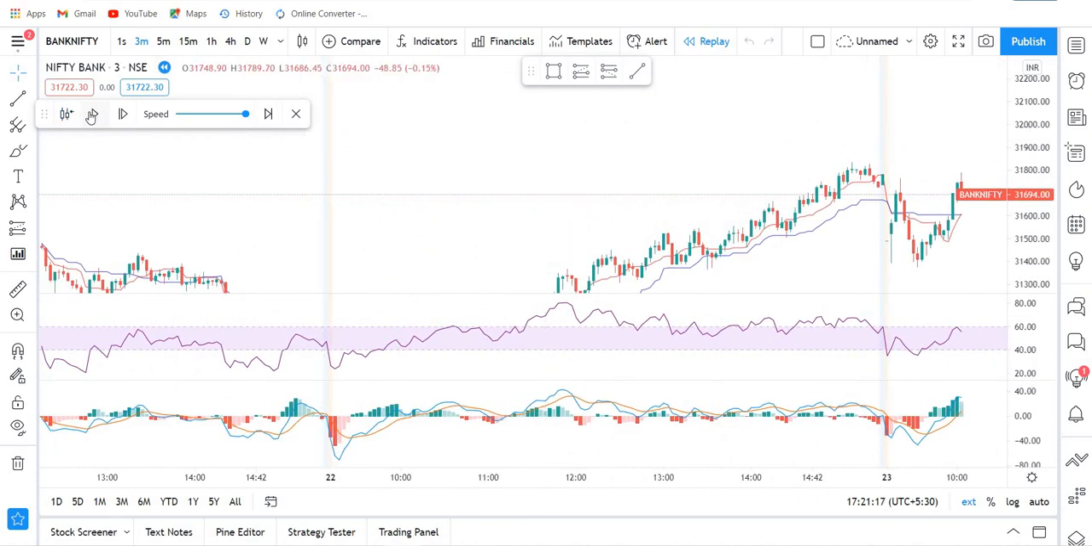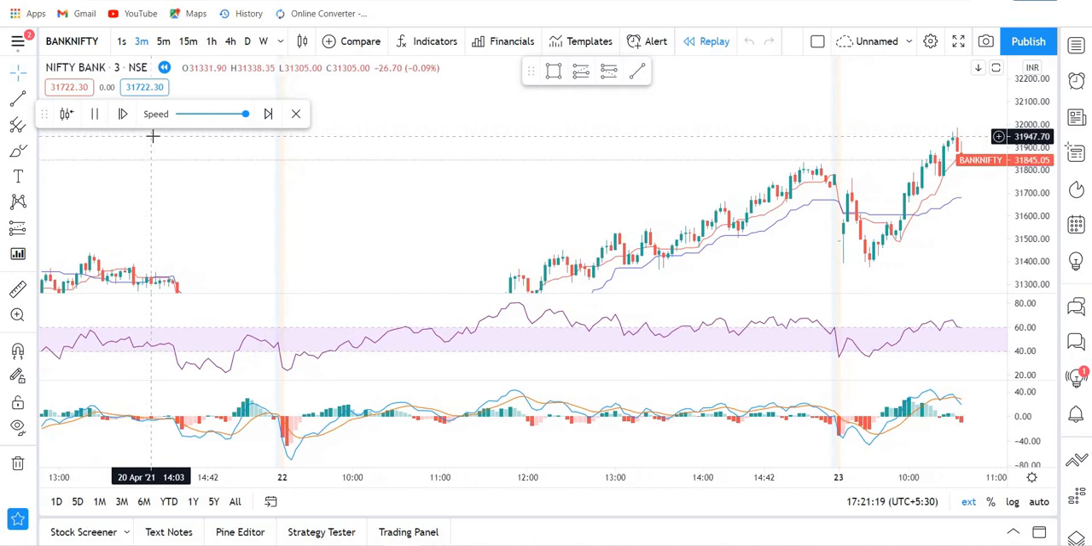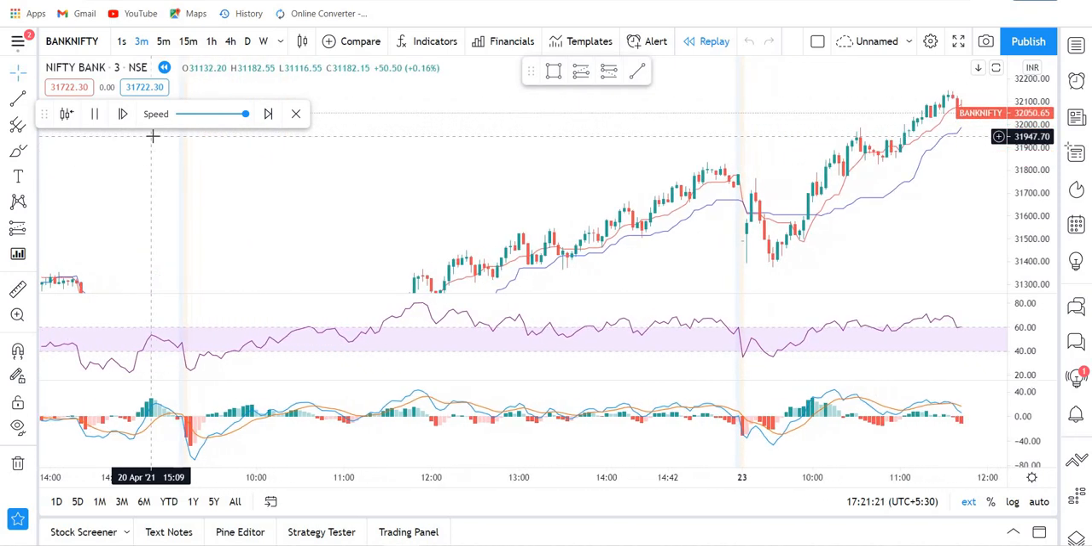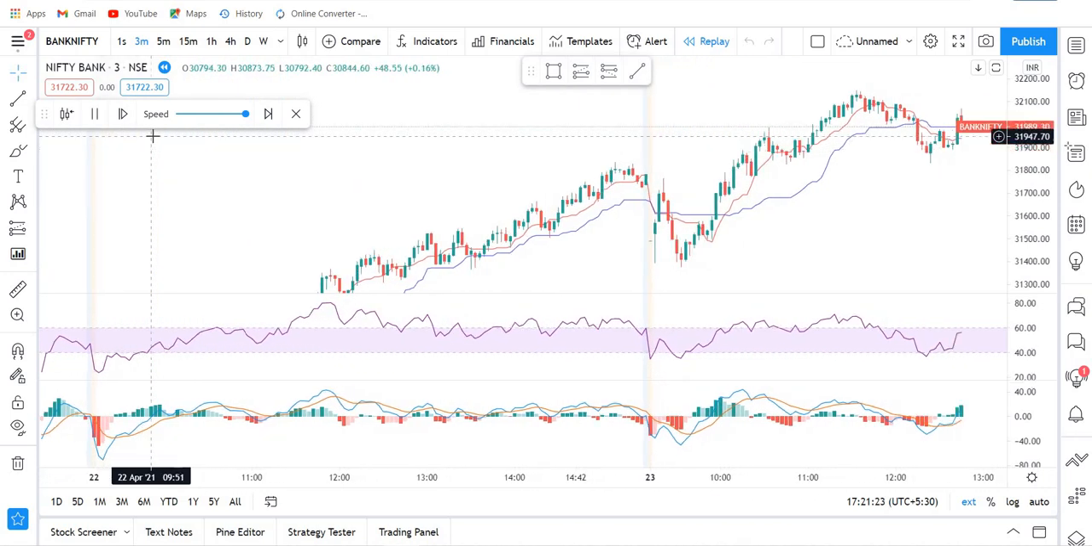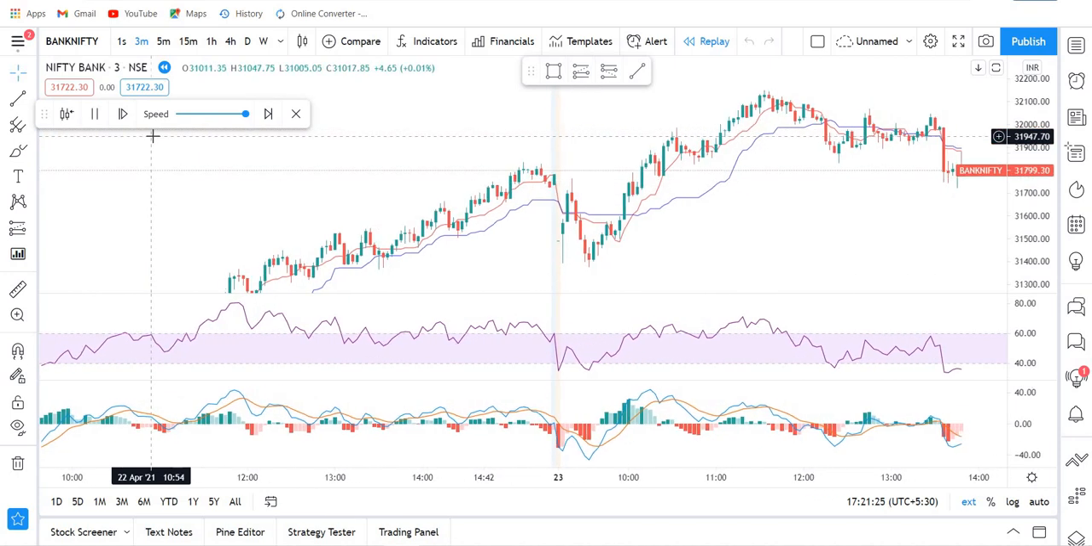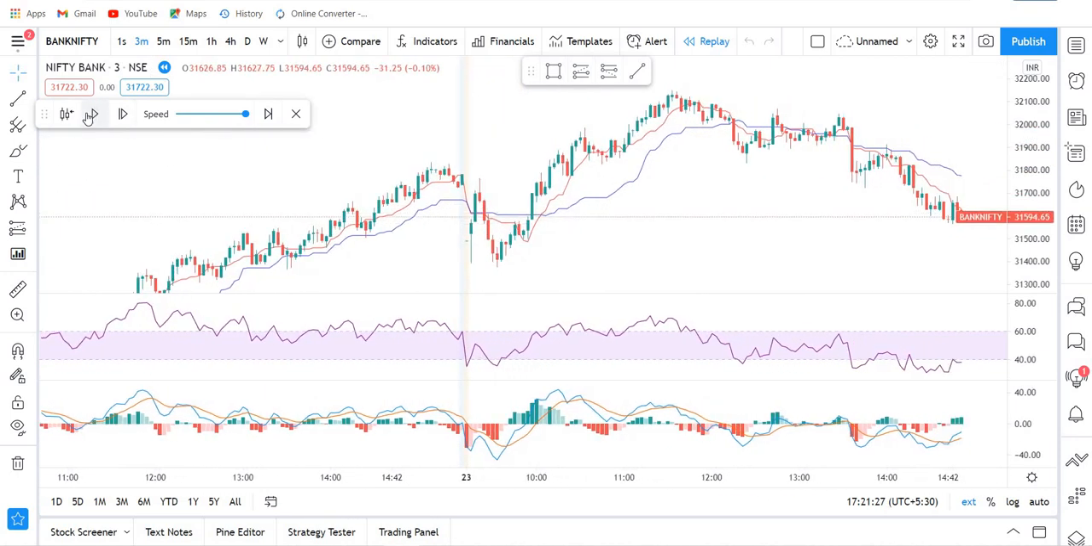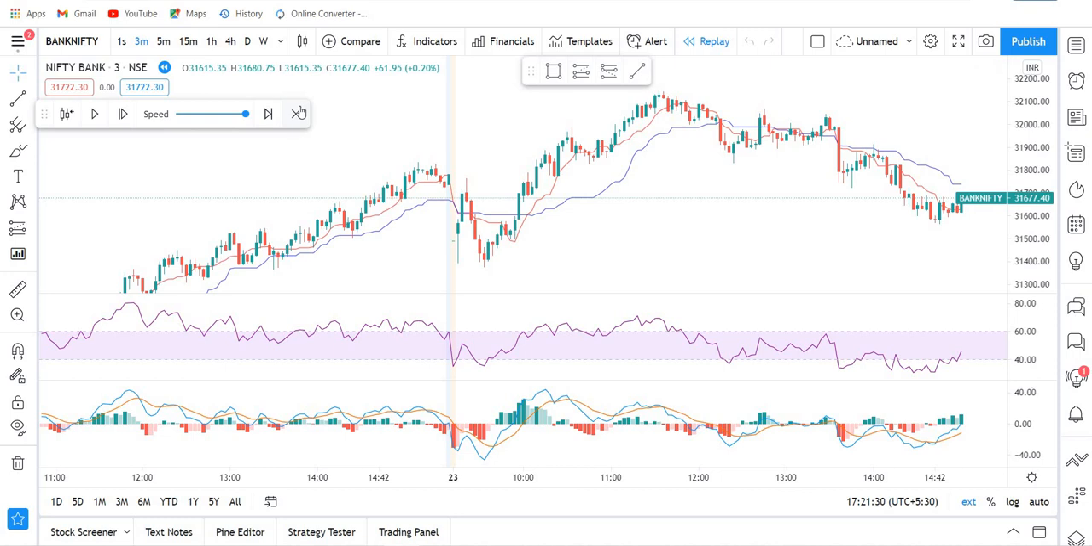Now we are going to play. And here you can see what happened: rising, rising, coming down, rising, coming down, and okay, we have come a lot ahead.